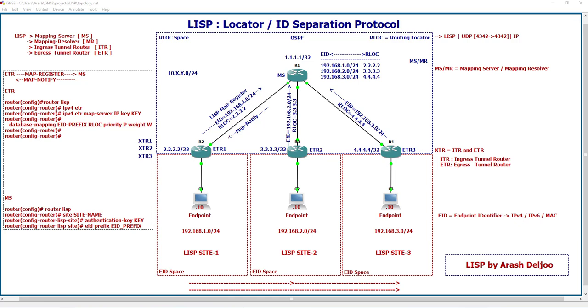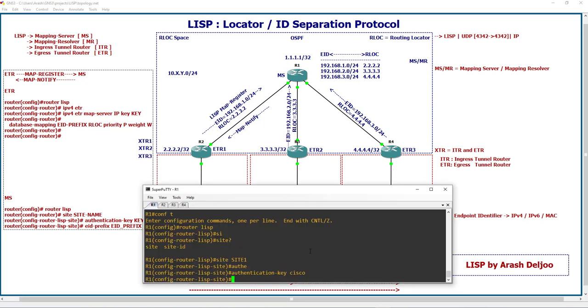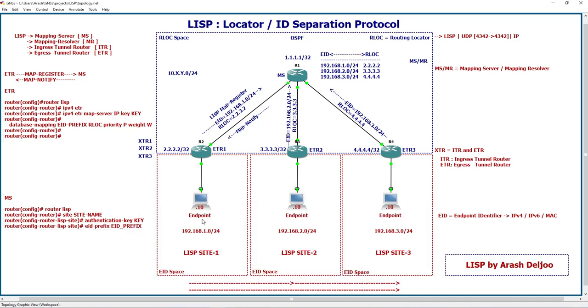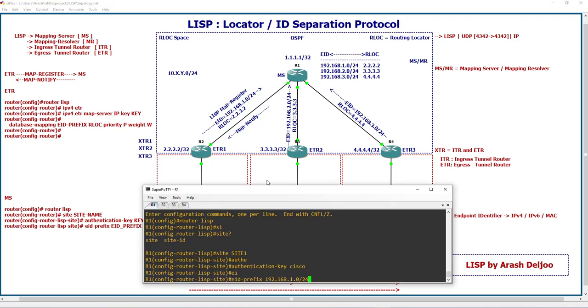For example, let me configure here in the R1. I expect to receive the EID prefix of 192.168.10.0/24 from this site. This is the IP address of the EID of R2 advertising to R1. And you also need to configure this EID prefix in the R1.